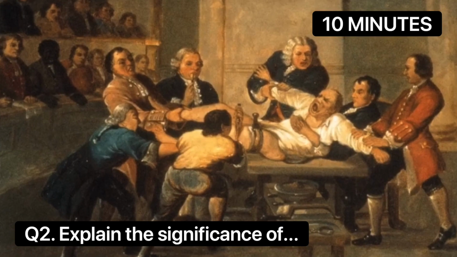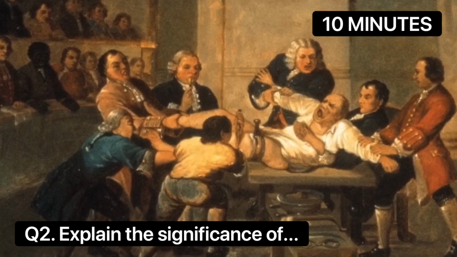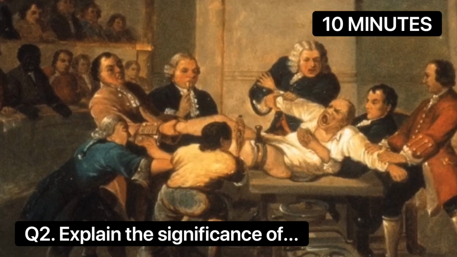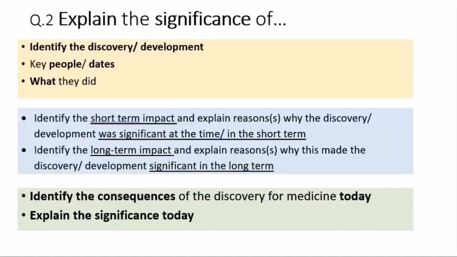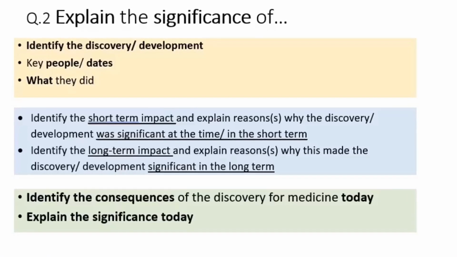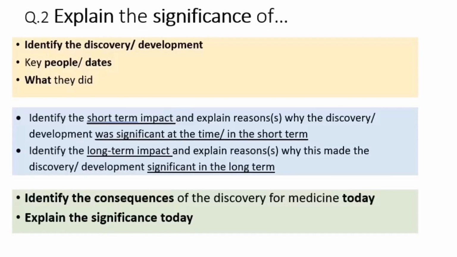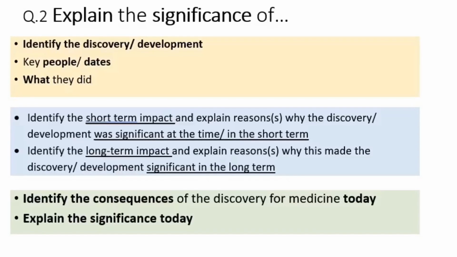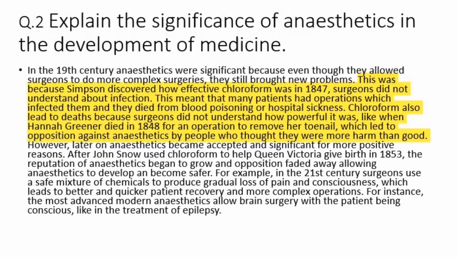The next question is a significance question. It is also worth 8 marks and therefore you should spend 10 minutes on it. In this answer you need to identify discoveries, developments, and include key people and dates. Importantly, you need to address both the long and short-term impact.